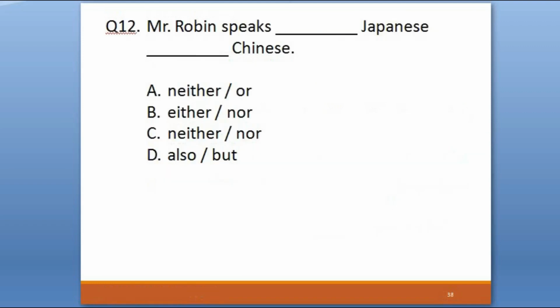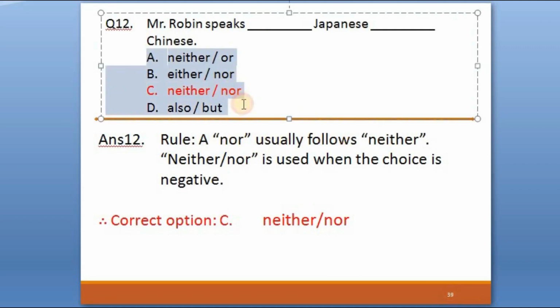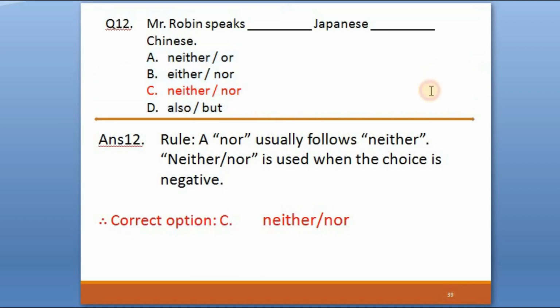Mr. Robin speaks dash Japanese dash Chinese. So in these questions, what do we have to use? We have to use the appropriate combination. As you see here, the rule says that a nor usually follows neither. So in the given options, neither and nor are given. So nor always follows neither. So neither nor is used when the choice is negative, right? So Robin speaks neither Japanese nor Chinese. So the correct option is C, that is neither nor.